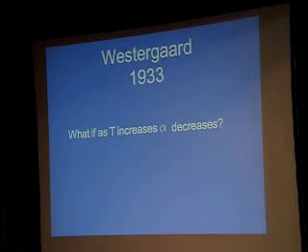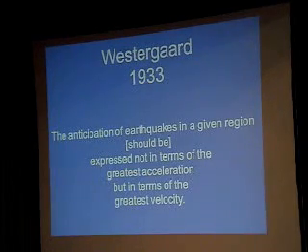And then he continues to say, then the expectation of earthquakes in a given region should be expressed not in terms of the greatest acceleration, but in terms of the greatest velocity. When did the seismologists discover that? I'll tell you when, in the late 80s. And he had said that in 1933. And how? Because he wanted to explain that in simple terms, rather than getting into a whole bunch of hurdy-gurdy.